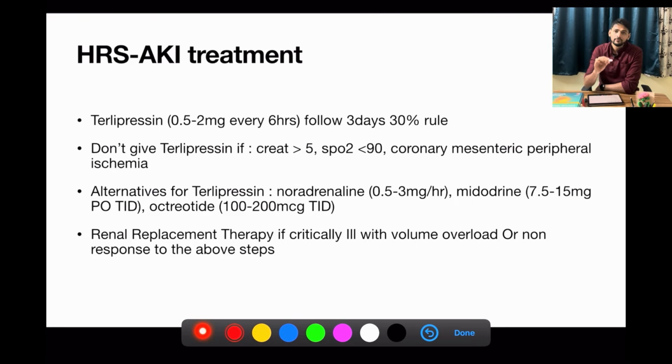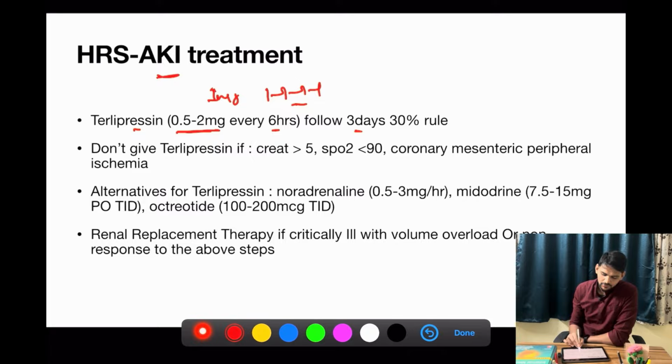Now how to manage? We have seen that for 2 days we had given albumin and there was no response, right? So the treatment is mainly terlipressin. Just remember a simple thing, the dose recommended is 0.5 to 2 mg of terlipressin every 6 hours. So to simplify, we just consider the average of 1 mg. For example, 1 mg of terlipressin every 6 hours, in the sense 4 times a day. Okay. So this one we will start. Then we will follow the same thing for 3 days.